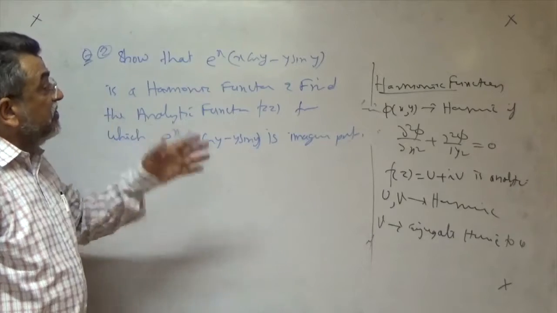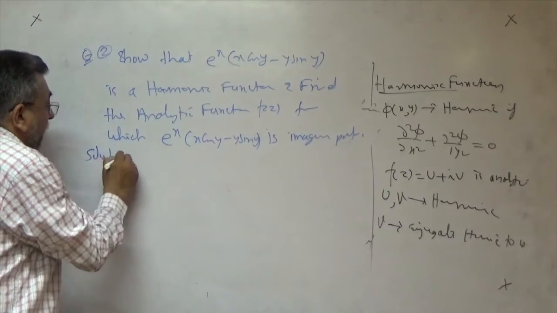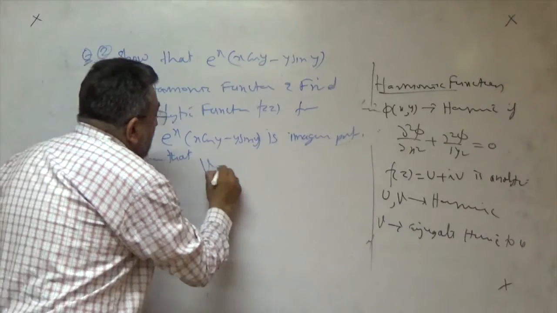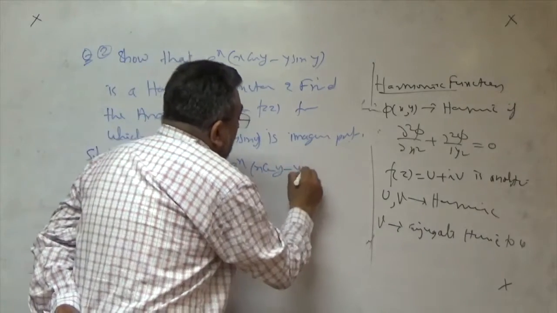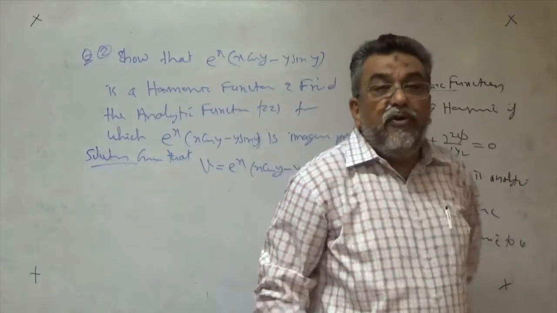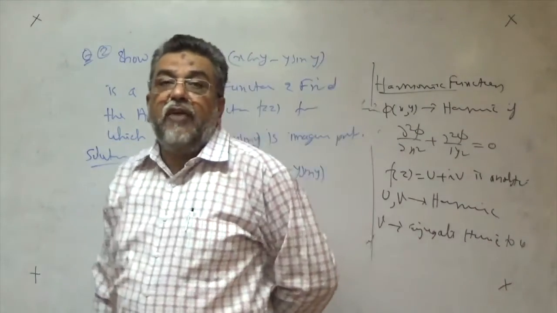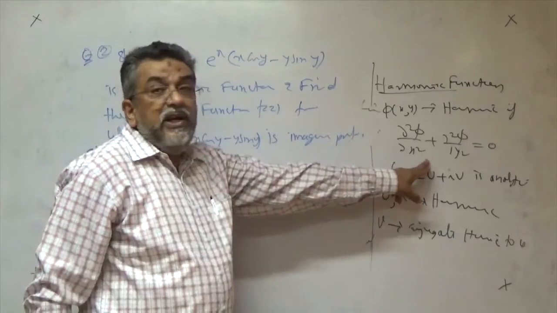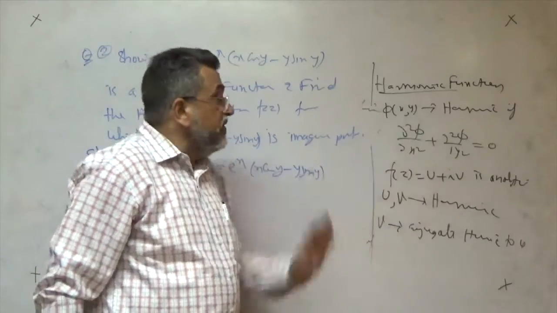You find the analytic function when the imaginary part is given. See its solution. Given that the imaginary part, that is v, is e to power x, (x cos y minus y sin y). This is the imaginary part given. First, in the first part of the question, we have to prove it is a harmonic function. For a harmonic function, we have to show that it satisfies the Laplace equation.